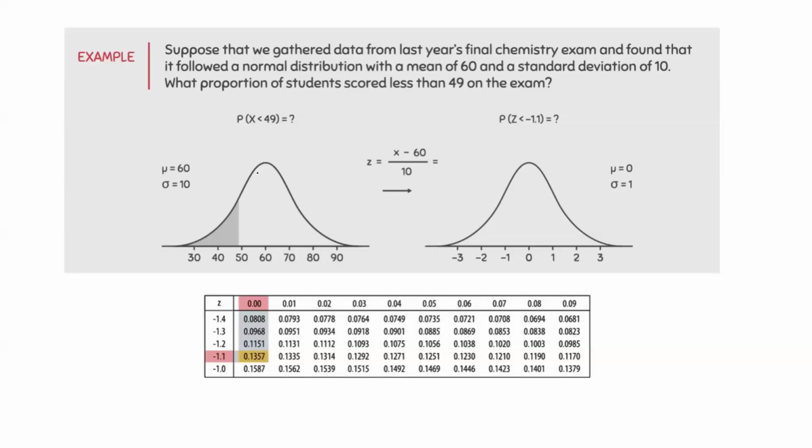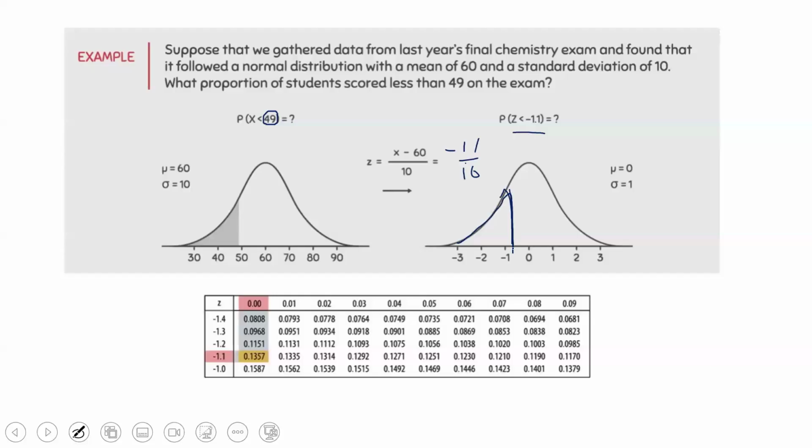Now we converted every data point here to here. We also have to convert the point until which we have to find the area under the curve, 49, into a z-score. So 49 minus 60 by 10 would be minus 11 by 10, which is minus 1.1. So now I have to find the probability, the area under the curve, until minus 1.1.